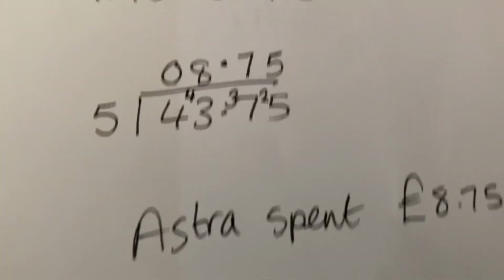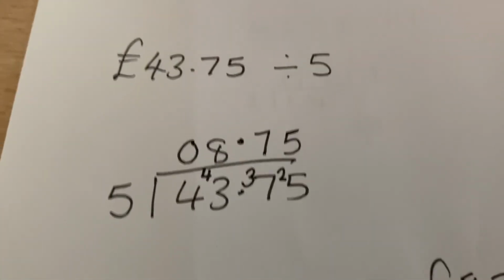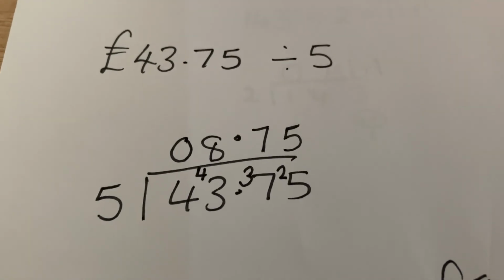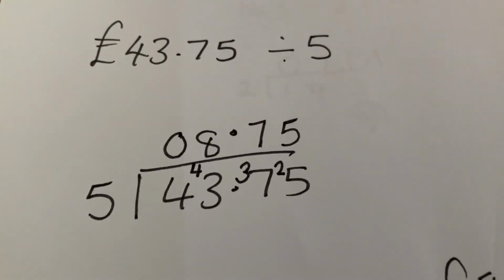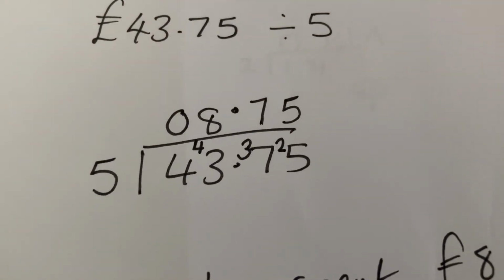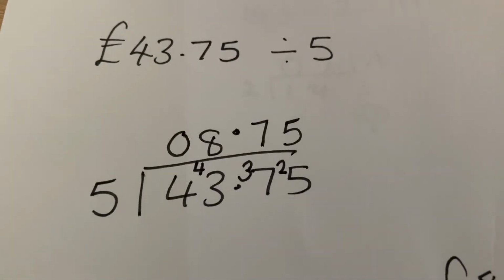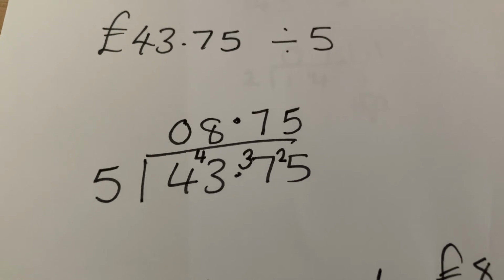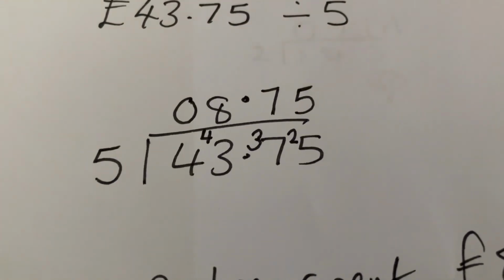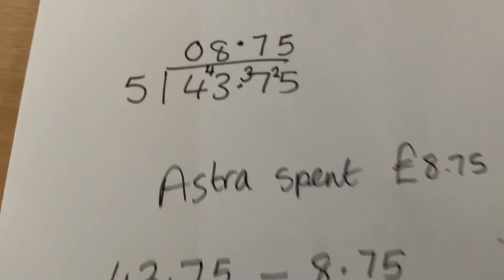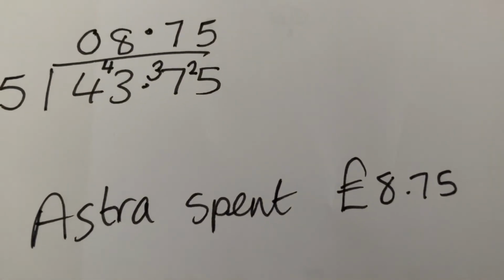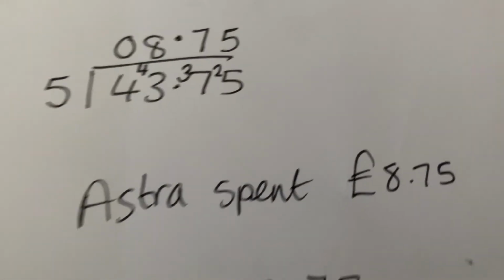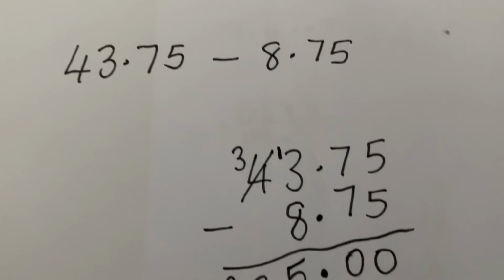However, it involved money, but that does not make a difference whether it's money, whether it's pencils, whether it's rubbers, whether it's cars. It doesn't matter what they are, the number is still the same. The calculation was 43.75 divided by 5. I used the bus stop method and I worked out how much she spent, and then from that I worked out how much she had left.